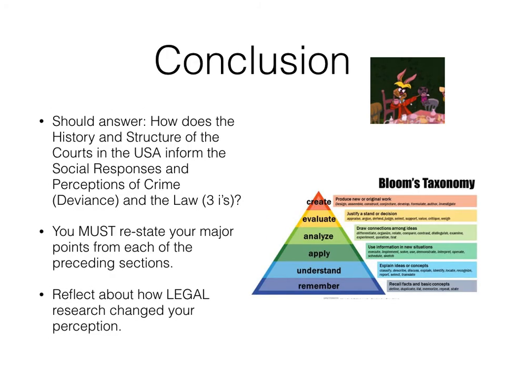And then in the conclusion, you should answer this question very specifically, and you'll have moved your way up with each of your work. Now you should have a really good answer. So how does the history and the structure of the courts in the USA inform the social responses and perceptions of crime, meaning deviance, and the law?